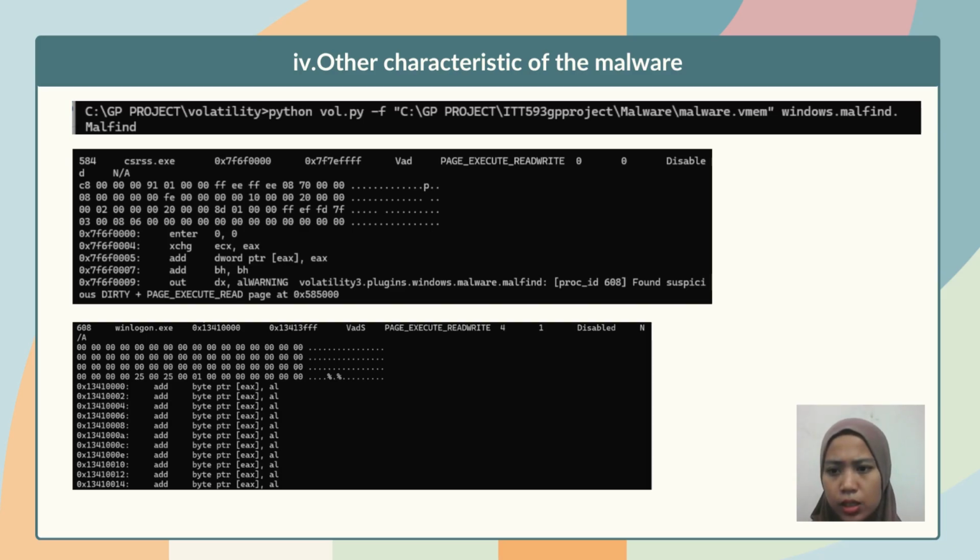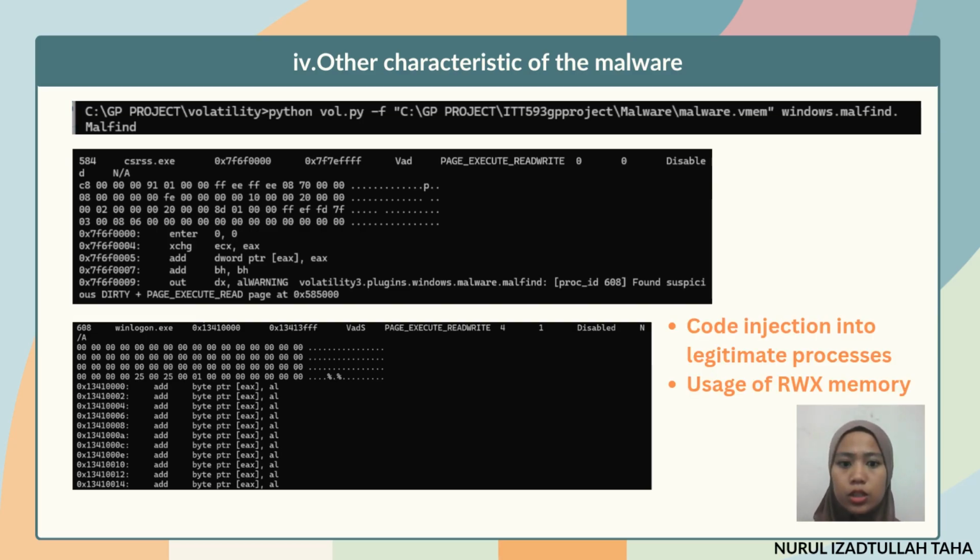Next we can see PID 608. This process is very suspicious because all we can see in the block is 000. So the malfind result confirms the other common characteristics of the malware, such as code injection into a legitimate process and the usage of RWX, the read write execute memory.